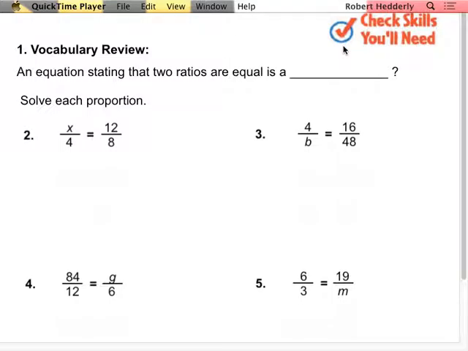Video for a class. This is Unit 6, Lesson 8, Vocabulary Review. An equation stating that two ratios are equal is a, Samantha? Proportion, very good.